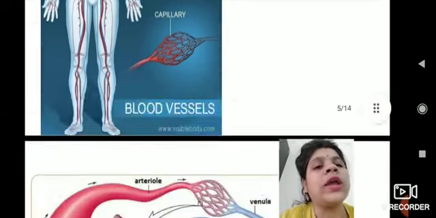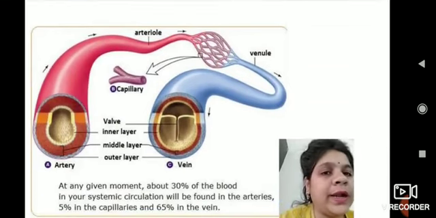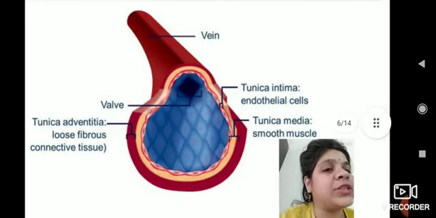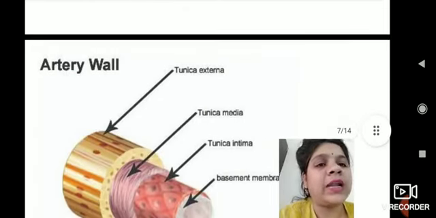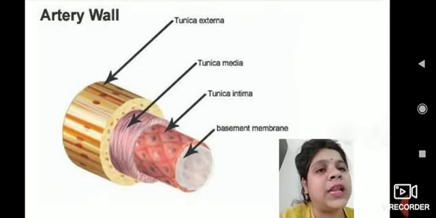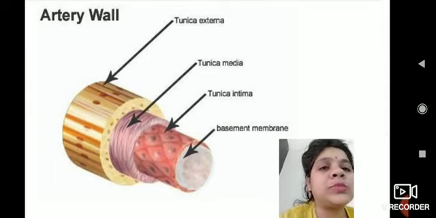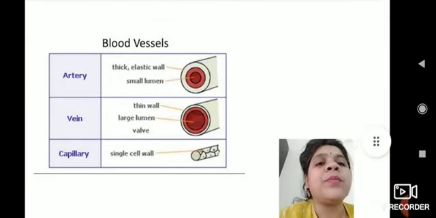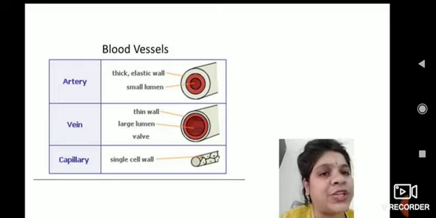When we look into the structure of arteries and veins, we see the vein has a valve present in it, while the arteries do not have the valve. Vein has 3 layers: tunica adventitia, tunica media, and tunica intima, and the lumen has a valve present in it. While the arteries have 3 layers: tunica externa, tunica media, and tunica intima. The lumen here is small. The small lumen makes the blood flow with very high pressure, right?